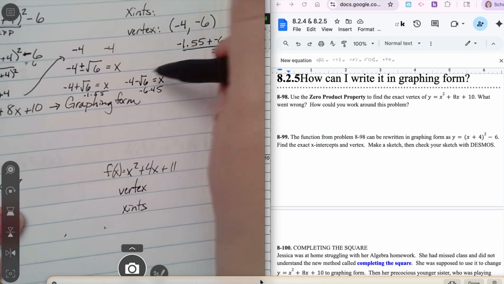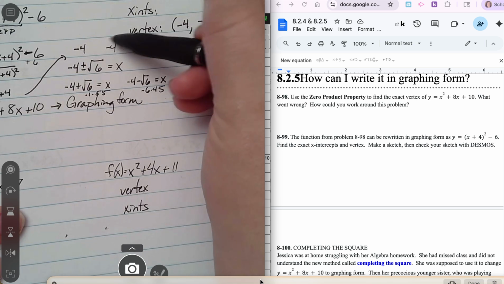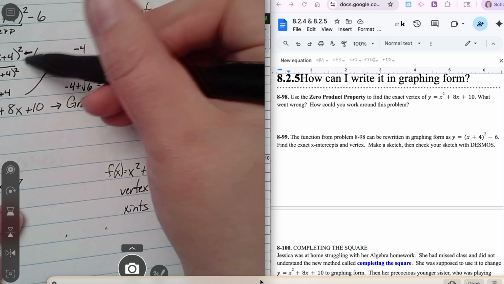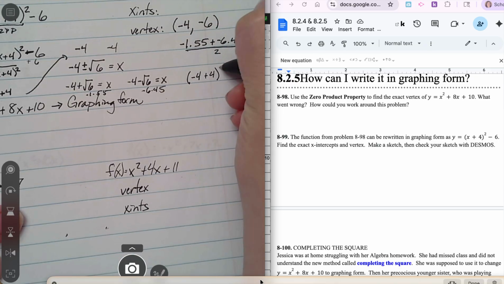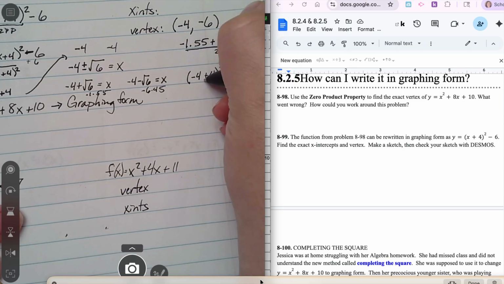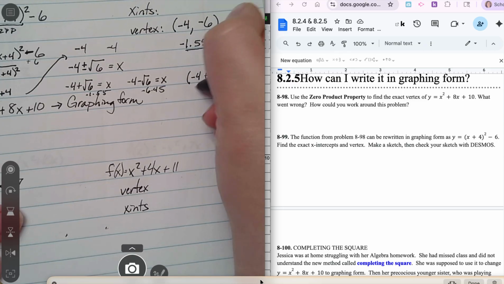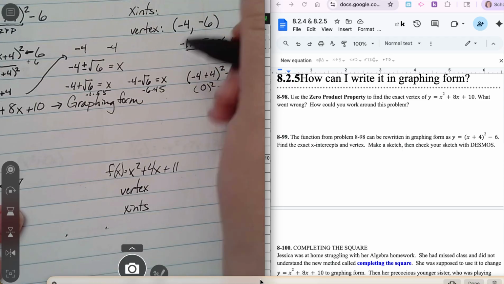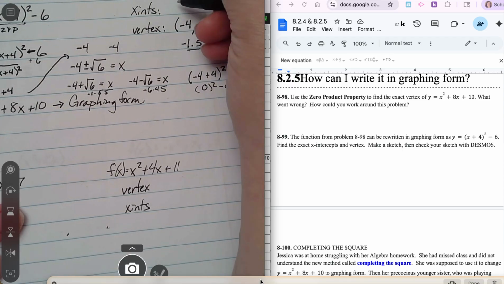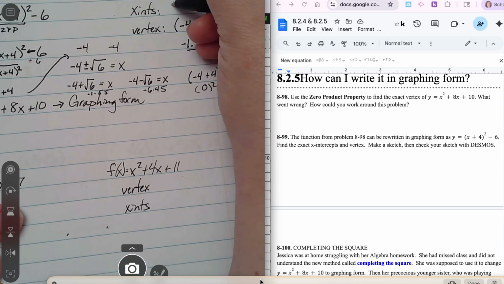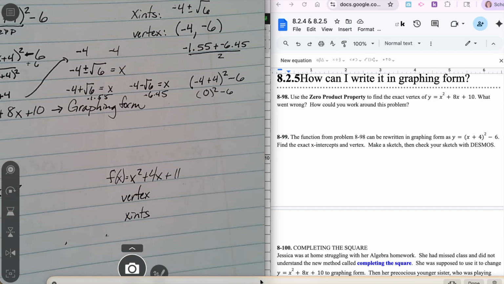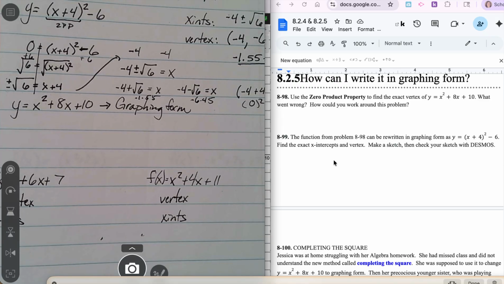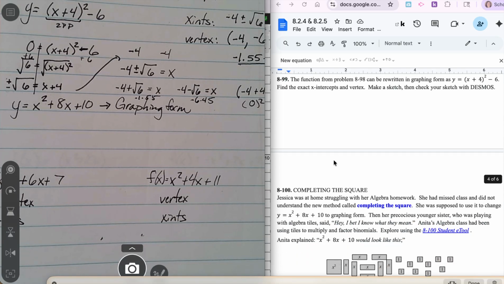So we're saying that the x value of our vertex is -4. I can then plug it into my equation and get out my y value. So -4 plus 4 squared minus 6. -4 plus 4 is 0 squared minus 6, which is -6. So that's where that comes from. And then our two x-intercepts, just to kind of keep my page going here, were -4 plus or minus the square root of 6. Okay. And then we could make our sketch.